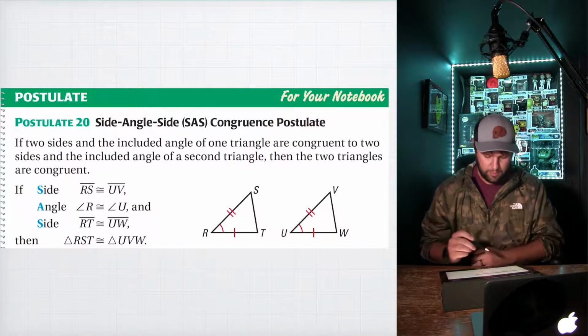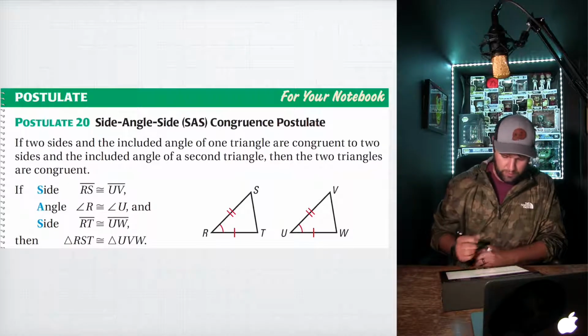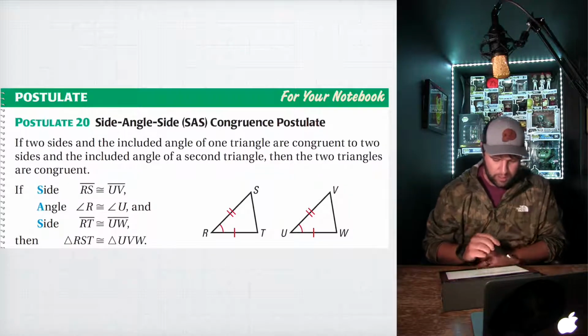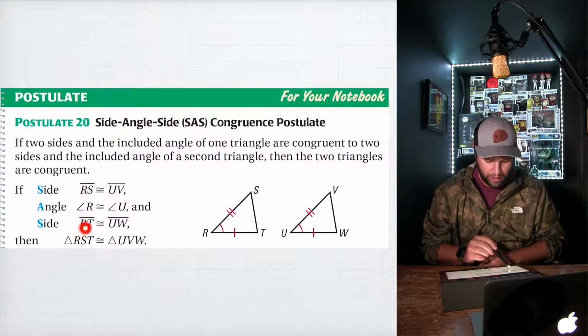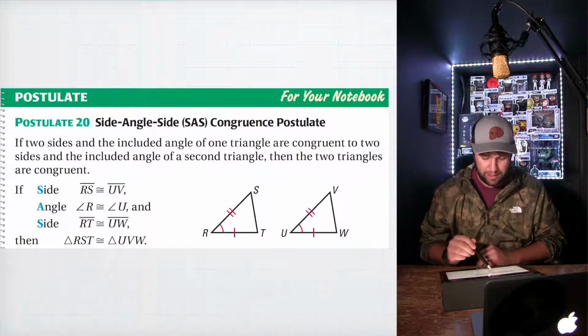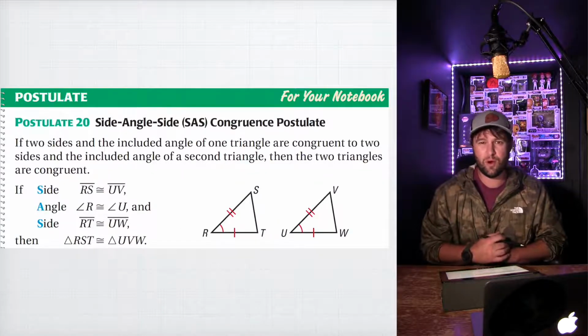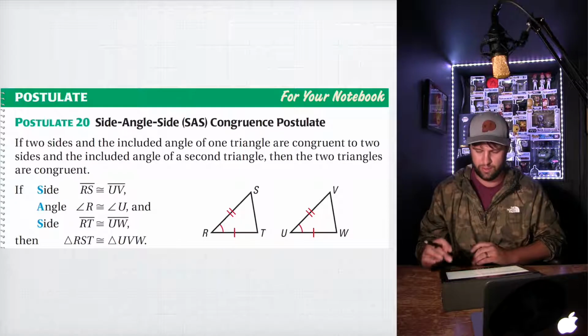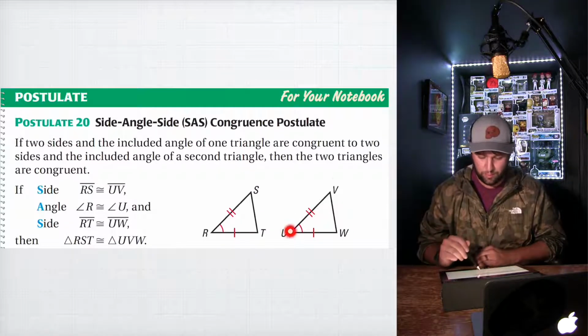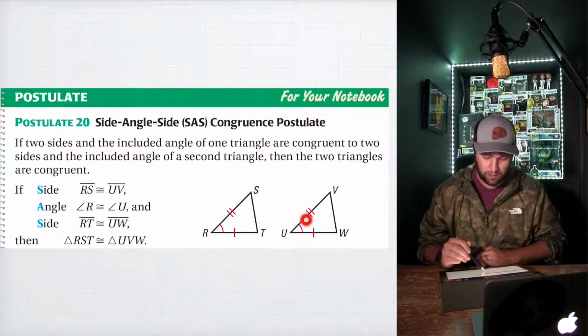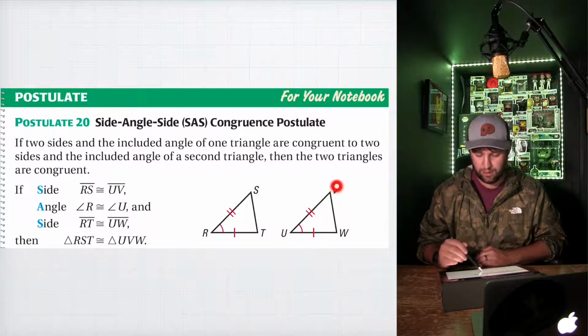Real quick, if they were to say, what angle do RS and RT connect to make? RS and RT connect to make angle R. I remember that being on some of the homework, so I just wanted to cover that real quick. So if they said, what angle do UV and UW make? Well, they connect at U, so it makes angle U, or angle VUW.